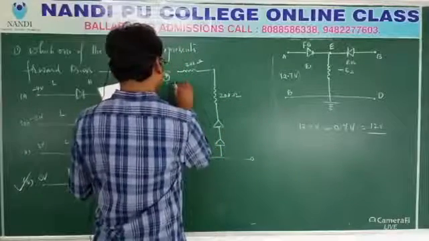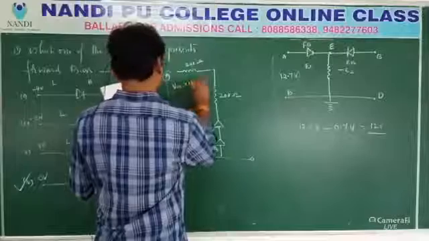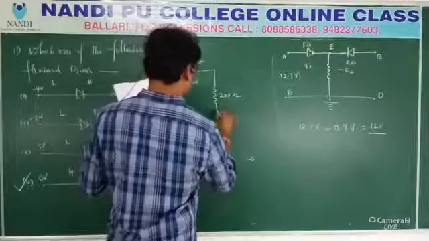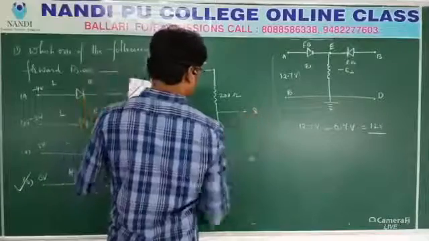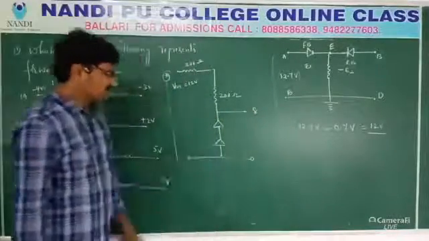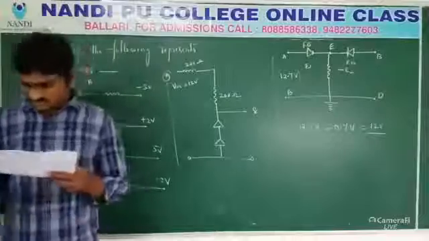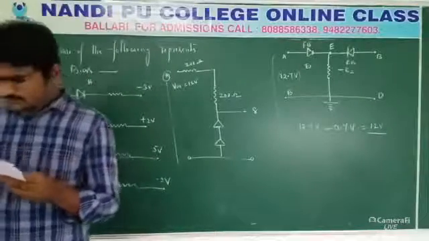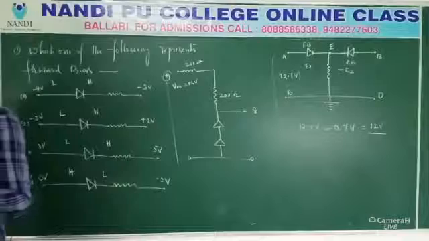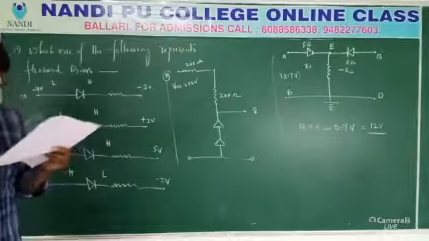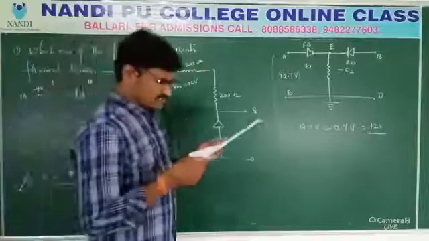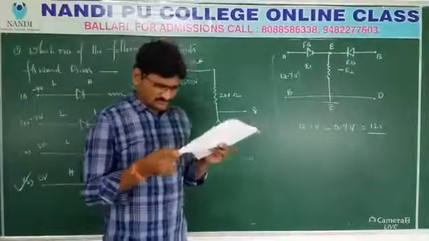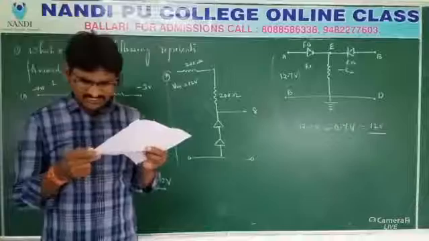V in is equal to 12 volts. Here there will be a V out. This V out is equal to 8 volts. Okay? Now the question I will read. The circuit shown below is working as 8 volts DC regulated voltage source. When 12 volts is used as an input, the power dissipated in each diode is.